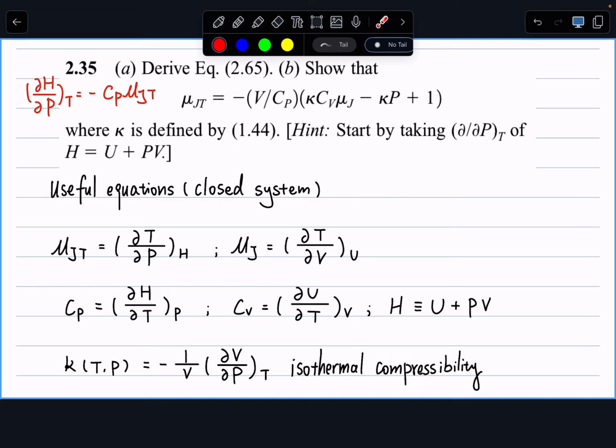All right? And on the left-hand side, this one, negative Cp mu jt, and this term, which is the partial derivative of h over p at constant t, this term is also checked. We did that proof in our first step. So what we have left over is trying to prove that these two terms equal each other. That's the last bit of the puzzle we need to solve this problem.